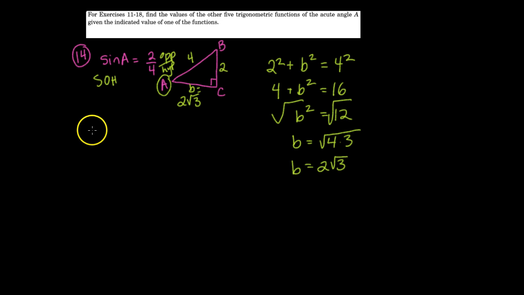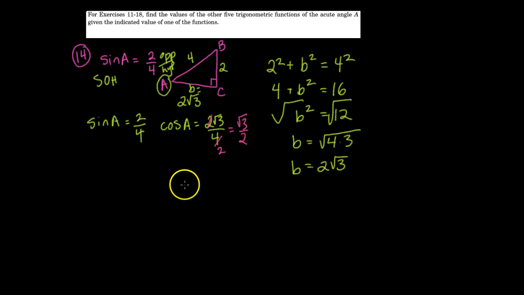So we have sine already, so we can just rewrite it. Sine of A is equal to opposite over hypotenuse. Cosine of A is adjacent, which is 2 root 3, over hypotenuse, which is 4. And yes, you can simplify that. So we're going to simplify: 2 goes into 4 2 times. So if I simplify that, that's root 3 over 2.